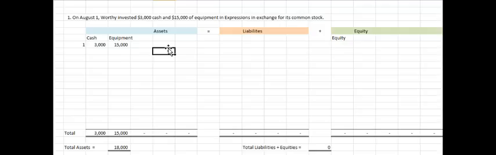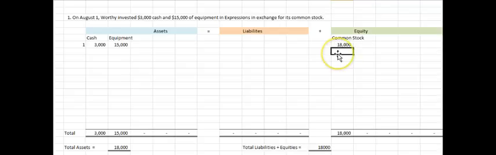Is that it? No, don't forget, in exchange, we have common stock. We issued common stock to our owners, which is equity. So instead of equity, I'm going to change this to common stock. And common stock is how much common stock did we give? For our accounting equation to be in balance, we would have given 18,000 common stock.